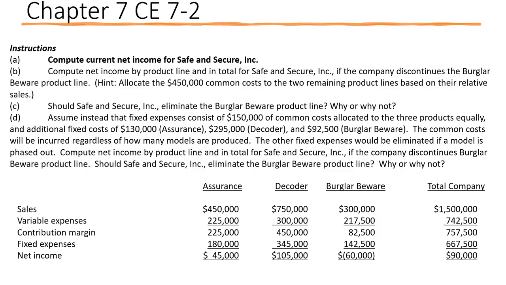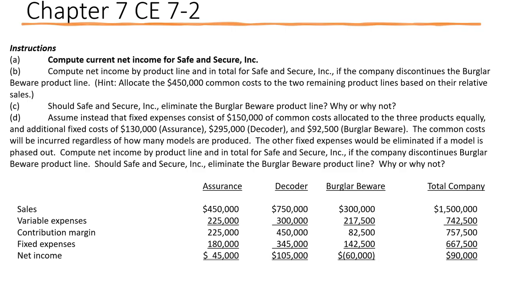Next, we can compute net income by product line and in total for Safe and Secure if the company discontinues the Burglar Beware product line. So if we get rid of Burglar Beware, we're going to lose $300,000 of revenue. So our revenue is going to decrease. Our variable cost for Burglar Beware will be gone, so our total variable expenses will go down. But our fixed costs, not all of those; $142,500 under Burglar Beware is going to be eliminated.